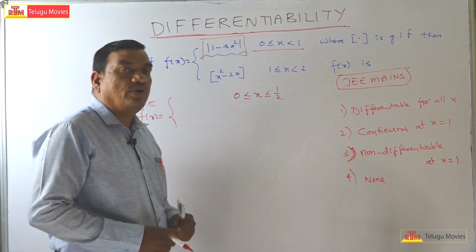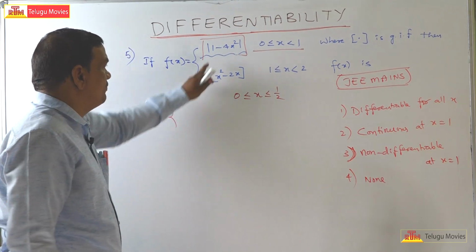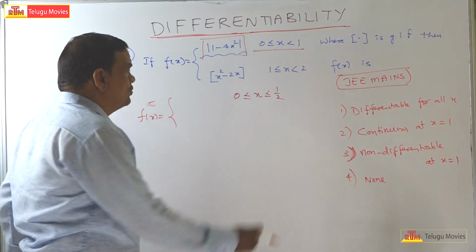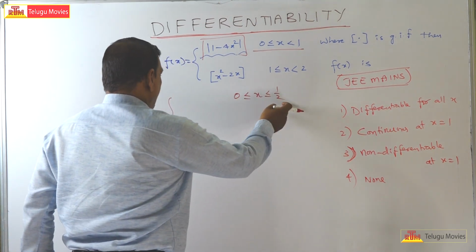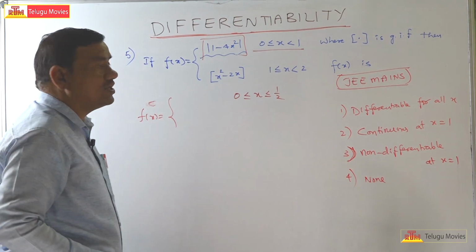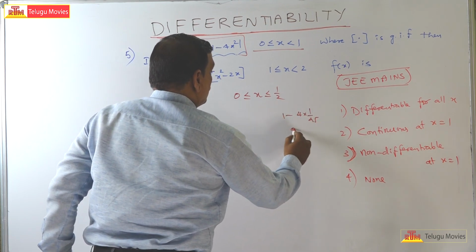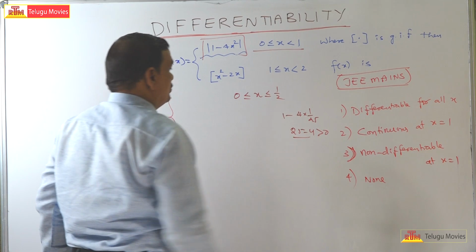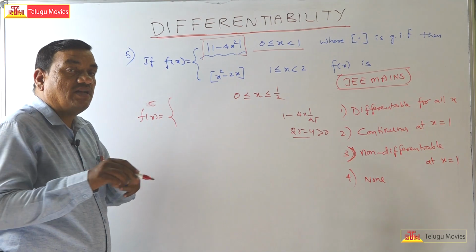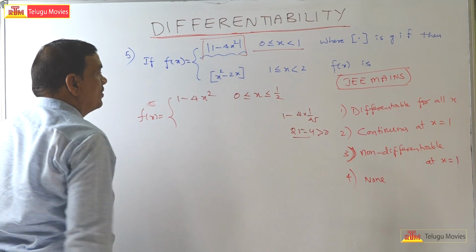From 0 to 1/2, let us take any one value, say 1/4. We are going to check whether 1 minus 4x² is positive or negative. You can take 1/5 also. Then 1 minus 4 into 1/25 is something positive. You will get a positive value. Therefore, the modulus of 1 minus 4x², when x is greater than 0, is the same thing, that is 1 minus 4x².